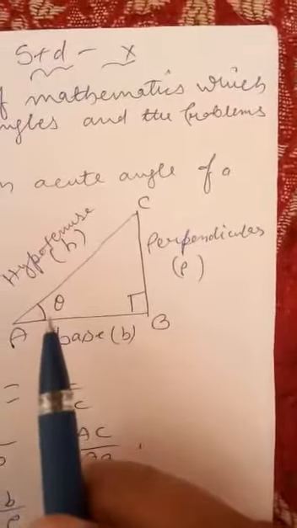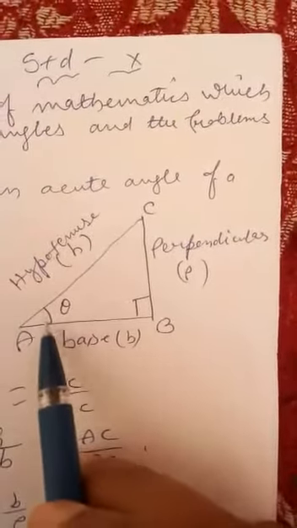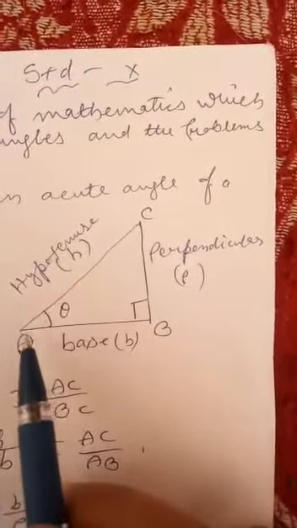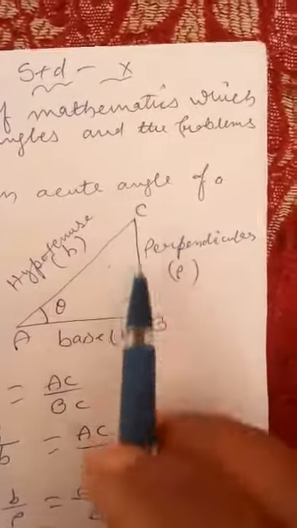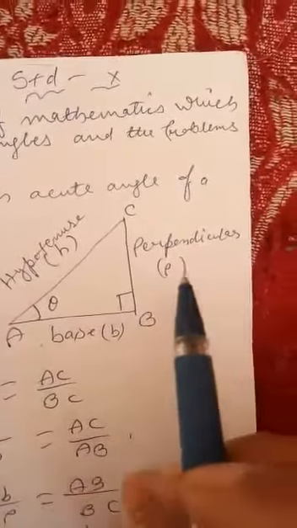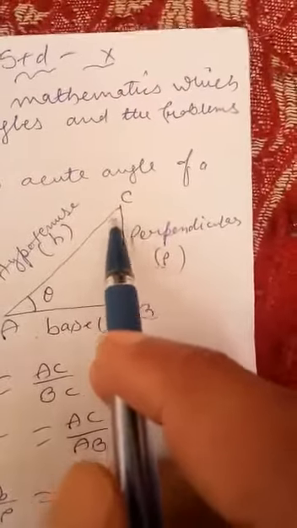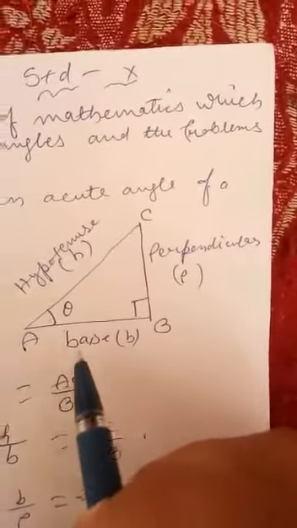Dear students, if we want to use angle A as the acute angle, in that condition AB will be base and BC will be perpendicular. But if we use angle C as the acute angle, then BC is base and AB is perpendicular.